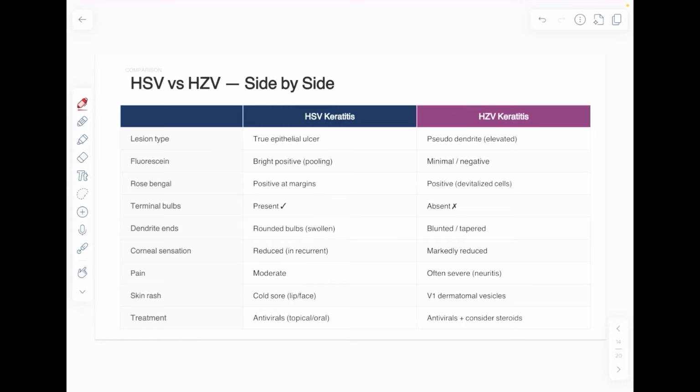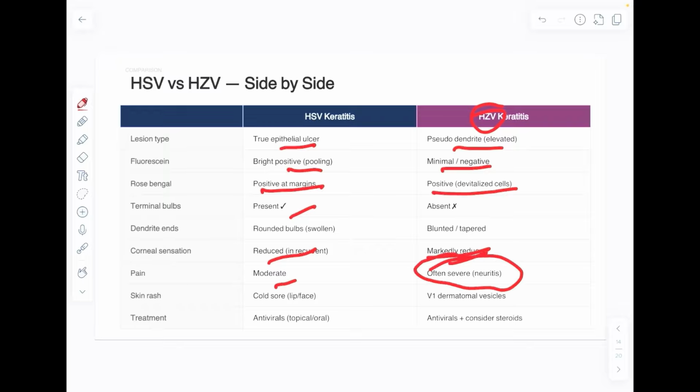We summarize it in one table. So in herpes simplex, the lesion is a true epithelial ulcer while it is a pseudodendritic elevated lesion in case of zoster. Fluorescein is bright positive in case of simplex. It is minimal to negative in case of zoster. Rose bengal is positive at margins while it is positive all over in herpes zoster. Terminal bulbs present in simplex, absent in zoster. Dendritic ends are rounded bulbs, while they are blunted or tapered in zoster. Corneal sensation is reduced in simplex while it's markedly reduced in case of zoster. Pain is moderate, but it is severe in case of herpes zoster.